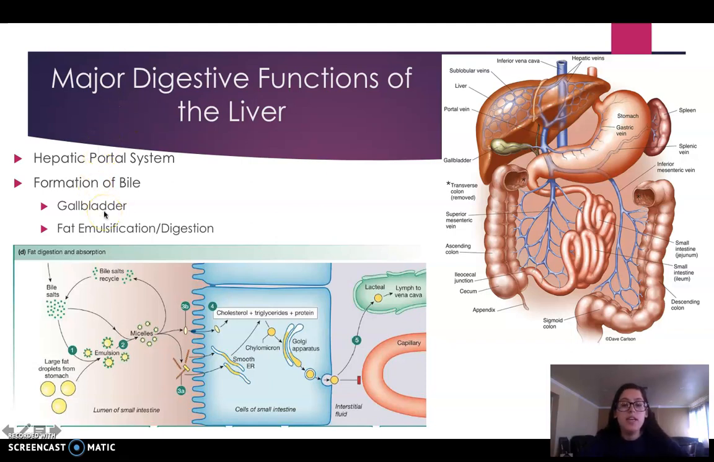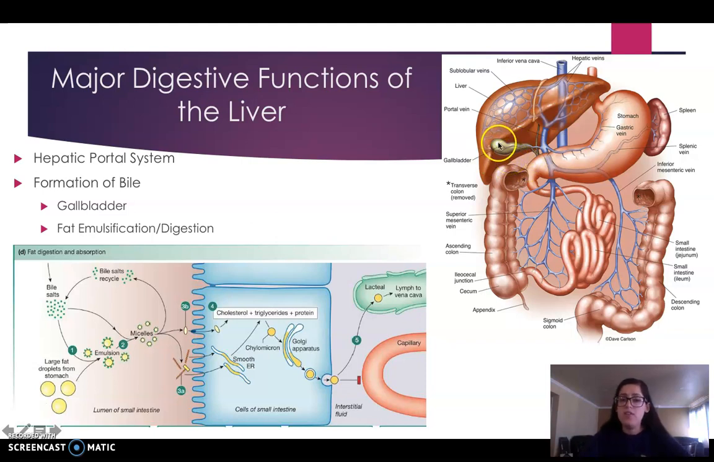But more importantly for this topic, for digestion, we think about the formation of bile. So the liver actually forms bile. It is not formed in the gallbladder, as many may wrongly assume. The gallbladder simply stores and concentrates the bile. We can see the gallbladder here, this little green thing coming off of our liver, and it stores and concentrates the bile. And the gallbladder is actually not important for life.